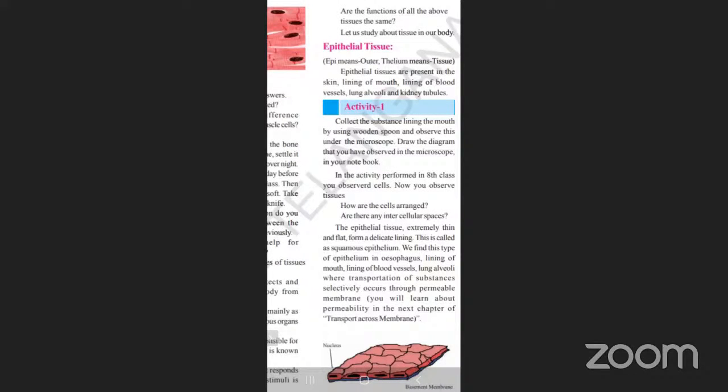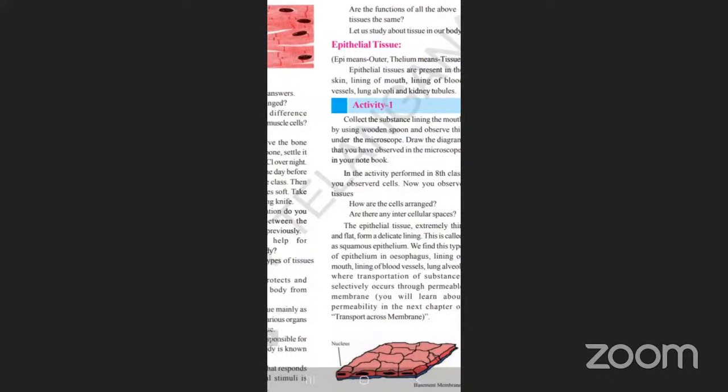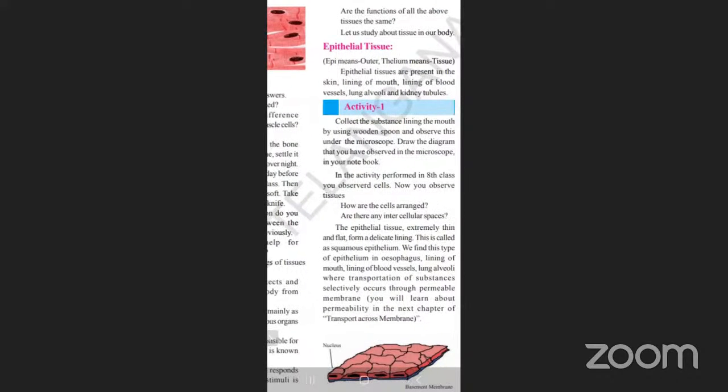So which is epi, which is outer? The outer lining almost consists of epithelial tissue. See, epithelial tissues are present as the outer covering. What are the outer coverings? Skin, lining of the mouth, lining of blood vessels.